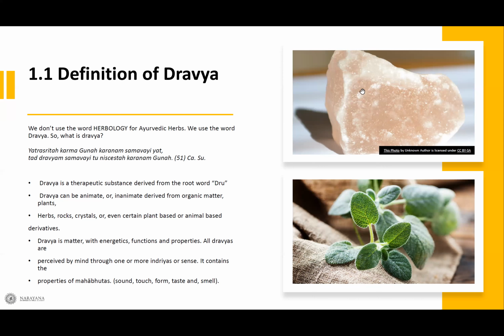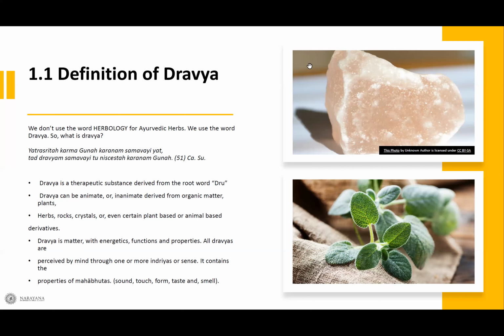So this rock, technically crystals, for example, even though a crystal is a rock, is a dravya. Rocks are considered inanimate because they don't grow as such. It can be organic matter: herbs, rocks, crystals, any plant-based or animal-based derivative. Dravya is matter. You can hear the dravya, touch the dravya, taste the dravya, and smell the dravya.